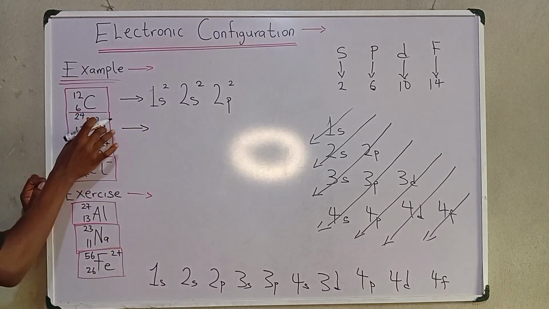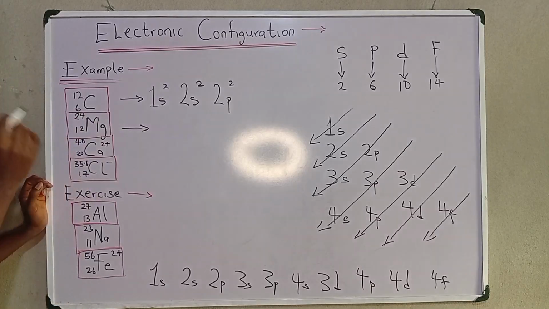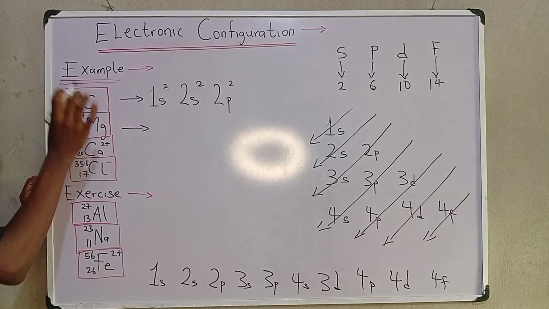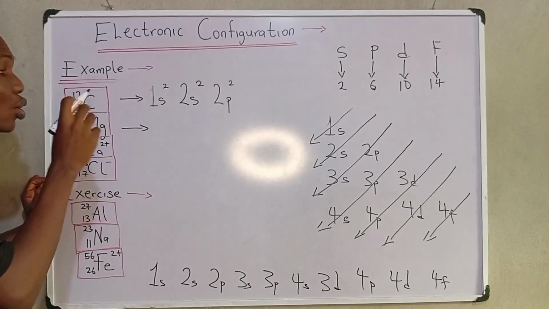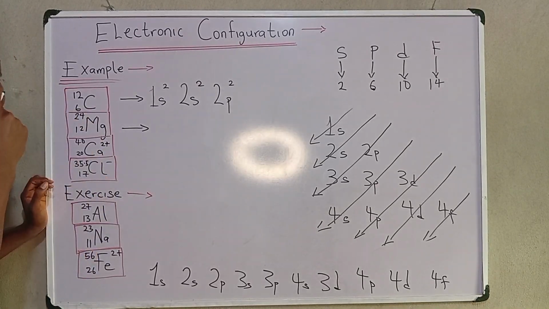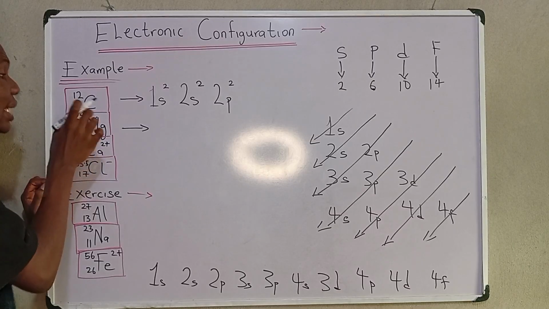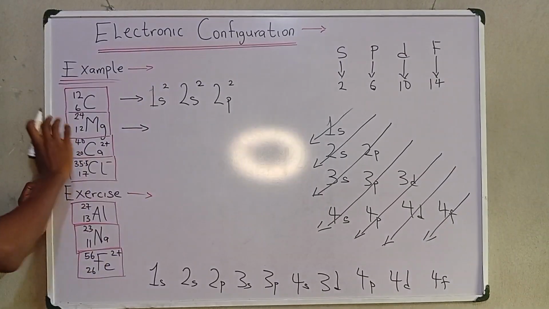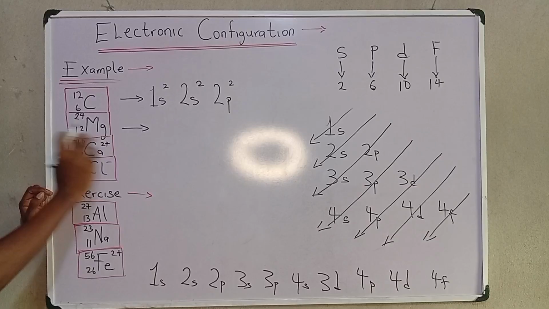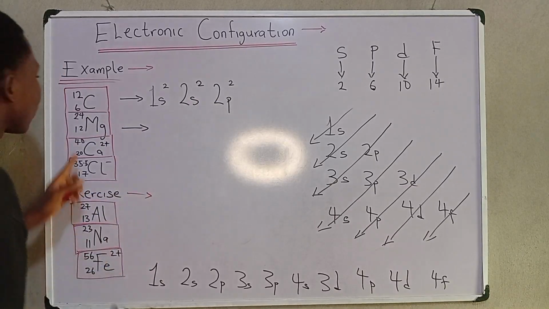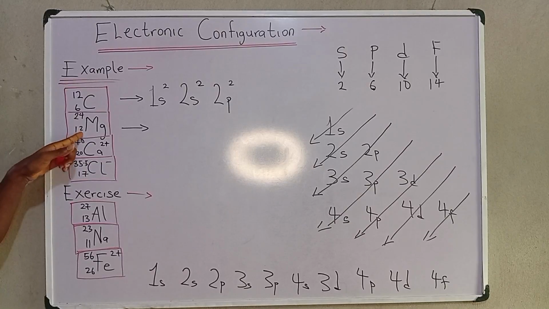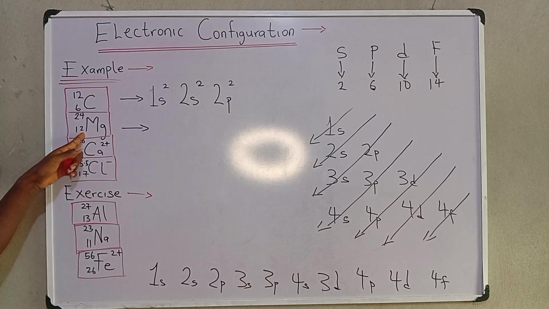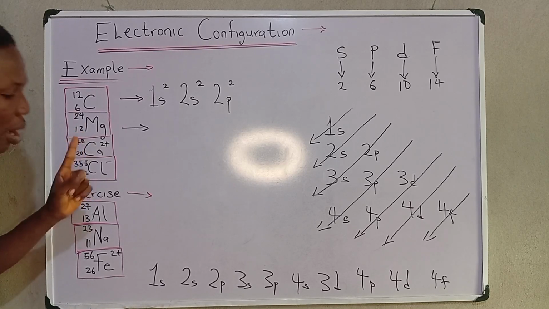The next one is magnesium, a metal. And it's not carrying any charge. It's not an ion, right? Since it's not carrying any charge, it's not an ion, so we can just follow the normal procedure we followed here. Now it has how many protons? 12 protons, which means it also has 12 electrons. On that note, let's follow our procedure.